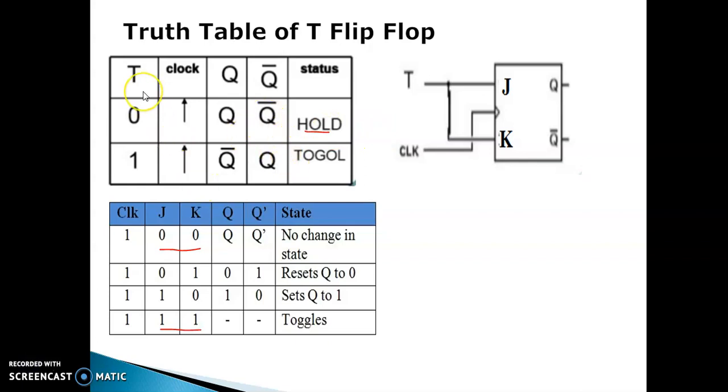So the next condition, that is when T equal to 1, when the clock is there, the output will toggle. We know the meaning of toggling means, if the previous output is 0, it will be 1, and if the previous output is 1, it will be 0. So simply, if you give T equal to 0, there is no change in the output, and if you give T equal to 1, the output will toggle.